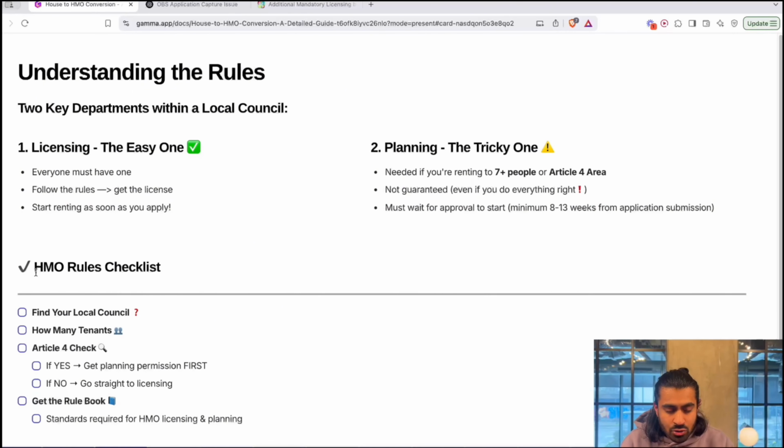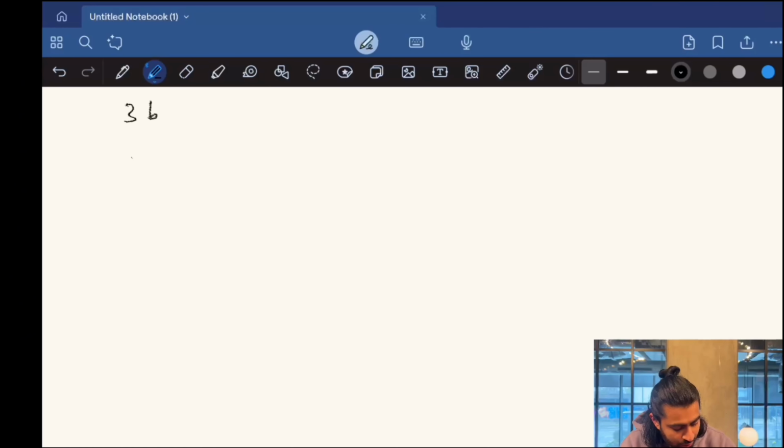Now that we understand the two departments, and these two departments run really independently of each other, it's important to make sure that you understand both rule sets. We need to first understand which rule sets apply to us. So what I like to do is go through this little HMO rules checklist. For my live example, I had a 3-bedroom house and I turned it into a 5-bed HMO.